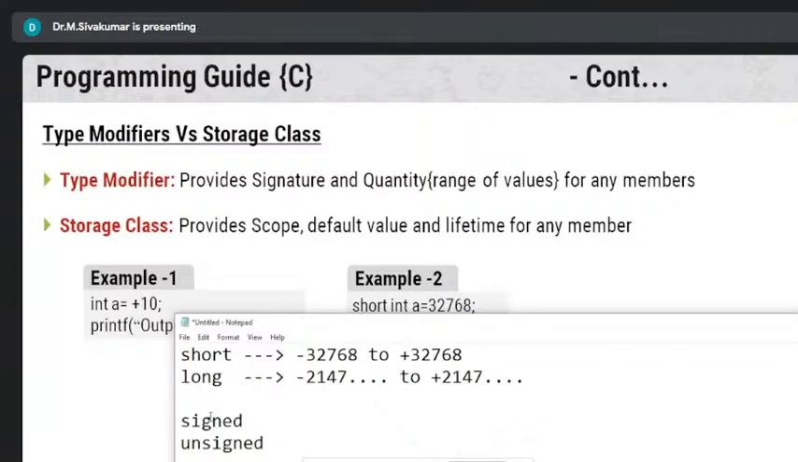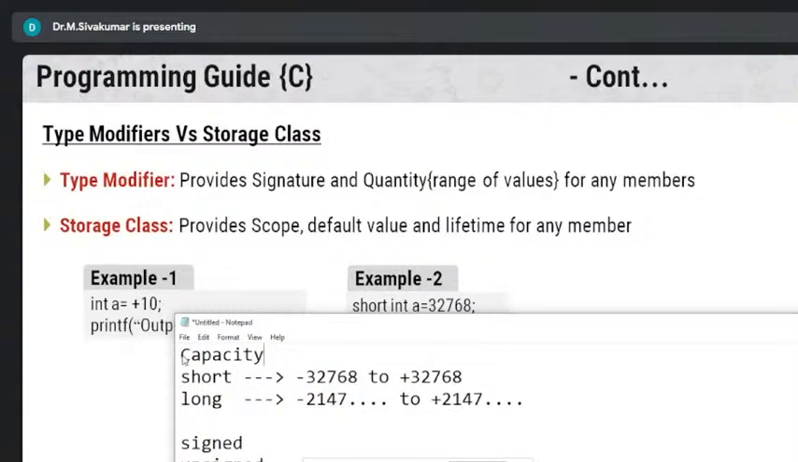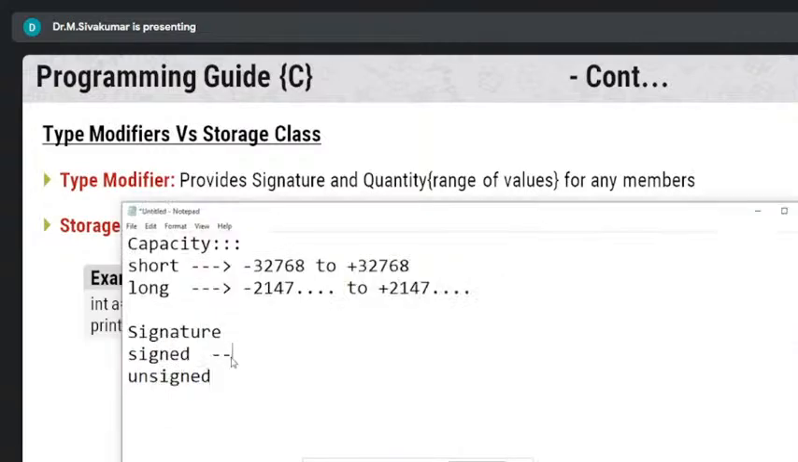As I told, these will be dealing with the capacity, meaning value, and these two will be dealing with signature. Signature means signed and unsigned. Likewise, we have to make them clear what the modifiers are so they can use them properly.